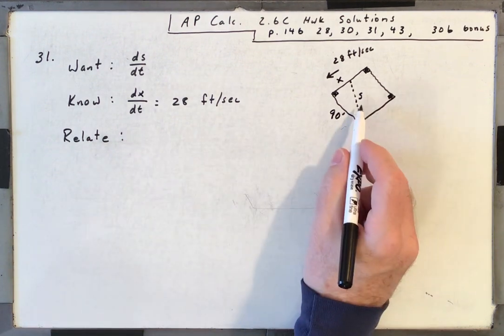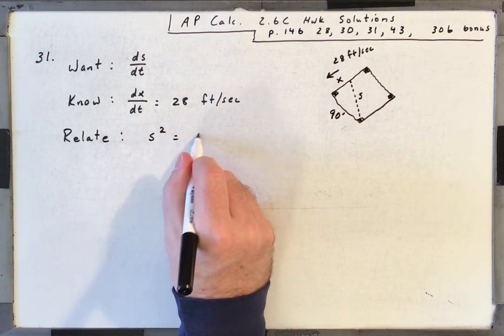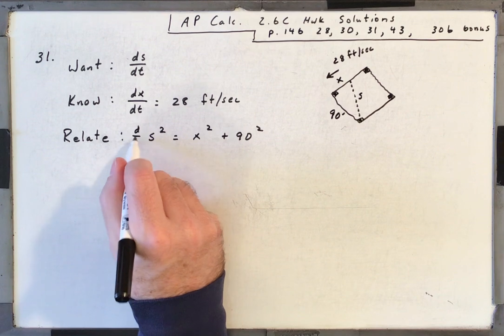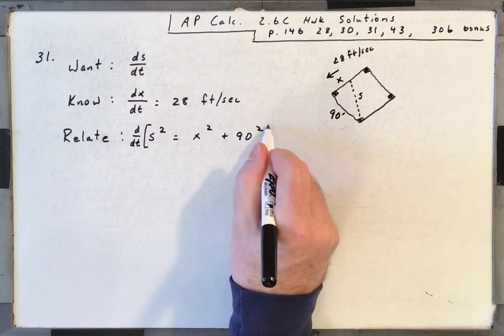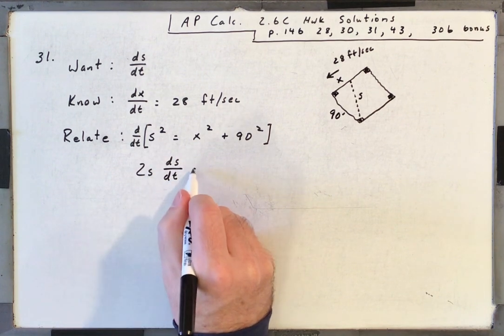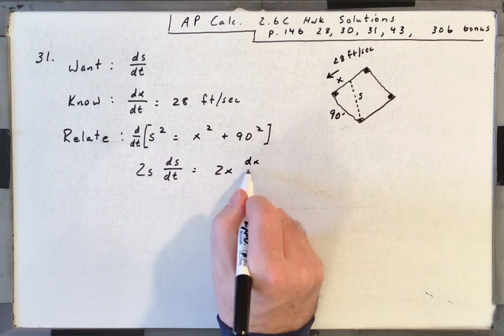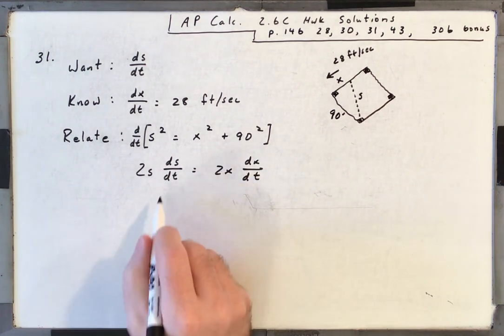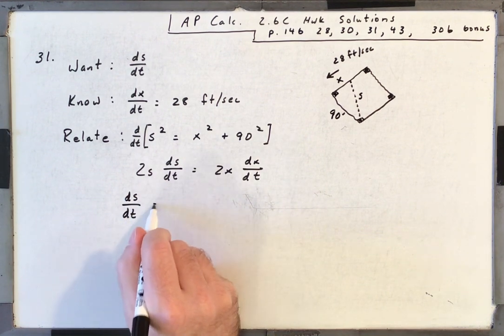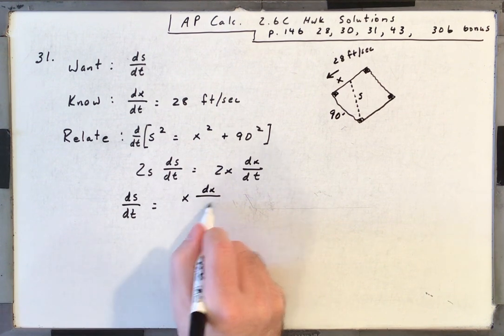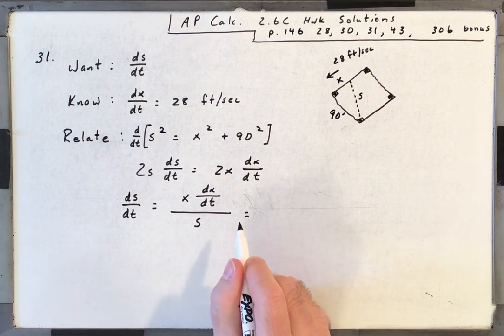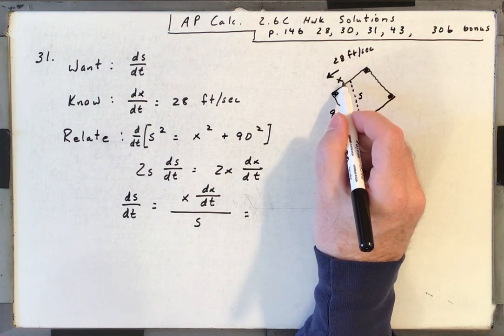and we're going to relate, and we would have s squared is equal to x squared plus 90 squared. And we're going to take the derivative of that with respect to time. So 2s ds/dt is equal to 2x dx/dt. Solving for ds/dt, the 2's again will cancel. So ds/dt is equal to x dx/dt over s. So x, we know it told us in the problem it's 30.